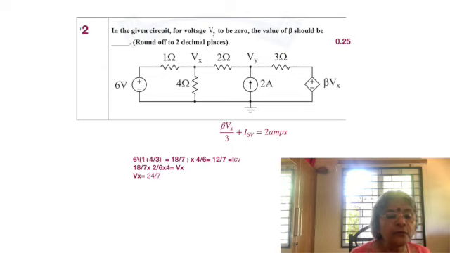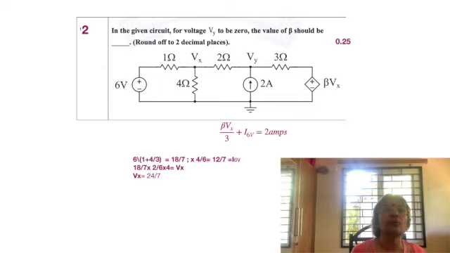In the given circuit, for voltage Vy to be 0. That's very interesting. What does it mean? Vy is equal to 0 has again two repercussions. Okay, the value of beta should be. So the value of beta needs to be found out. Okay, so Vx is already shown. That's the voltage across 4 ohms, because the lower node is fully grounded. So the voltage across 4 ohms is Vx, and we have Vy equal to 0.